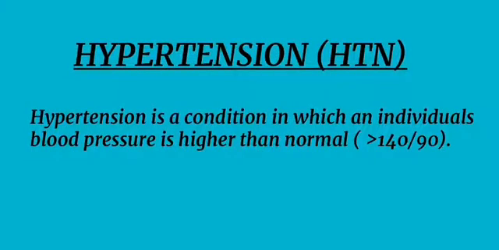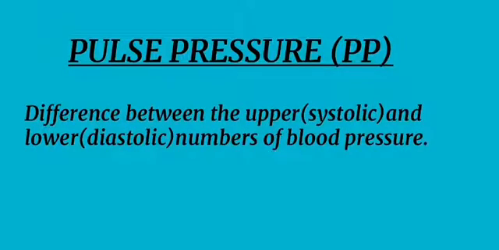Hypertension. Hypertension is a condition in which an individual's blood pressure is higher than normal. Pulse pressure. Difference between the upper and lower numbers of blood pressure.